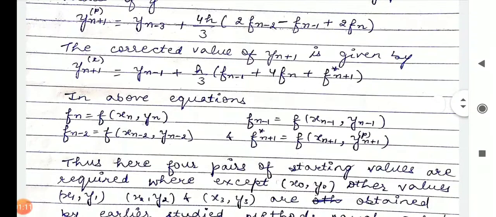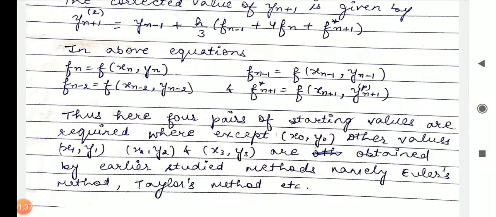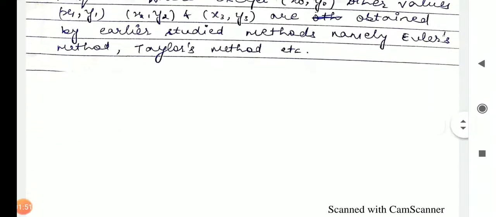In the above equations, f_n is equal to f(x_n, y_n), f_{n-1} is equal to f(x_{n-1}, y_{n-1}), f_{n-2} is the function at x_{n-2}, y_{n-2}, and f*_{n+1} is the function at x_{n+1} and the predicted value at n+1. Thus, here 4 pairs of starting values are required, where except x0, y0, the other values x1, y1, x2, y2 and x3, y3 are obtained by earlier studied methods, namely Euler's method, Taylor's method, etc.